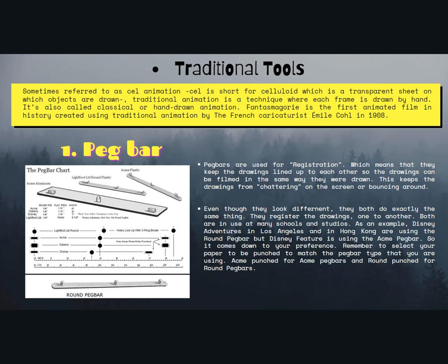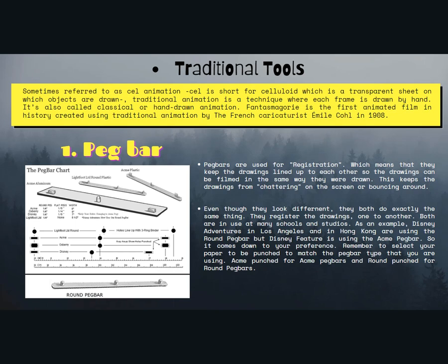Even though they look different, they both do exactly the same thing. They register the drawings one to another. Both are in use in many schools and studios. As an example, Disney Adventures in Los Angeles and in Hong Kong are using the round peg bar, but Disney Feature is using the Acme peg bar. So it comes down to your preferences. Remember to select your paper to be punched to match the peg bar type that you are using: Acme punch for Acme peg bar and round punch for round peg bar.